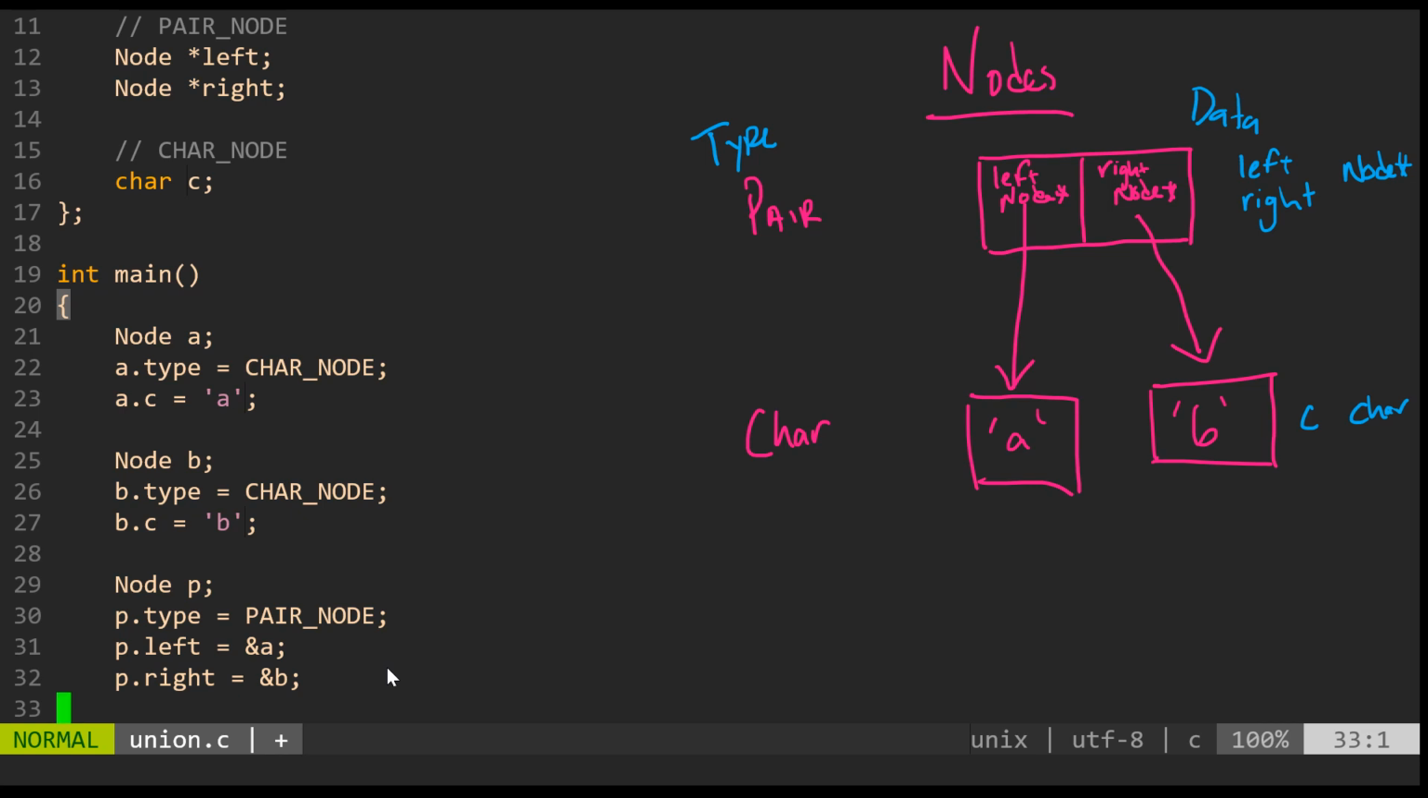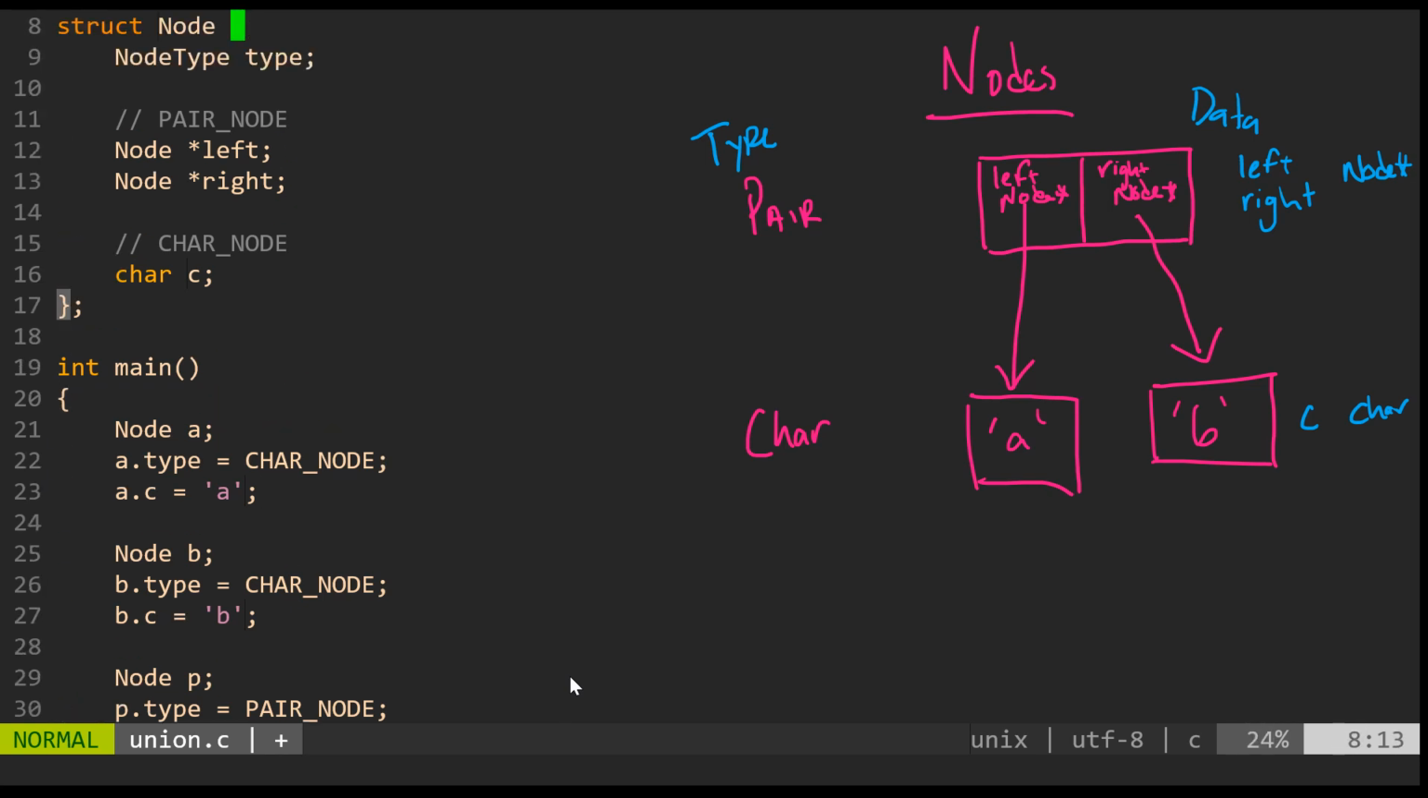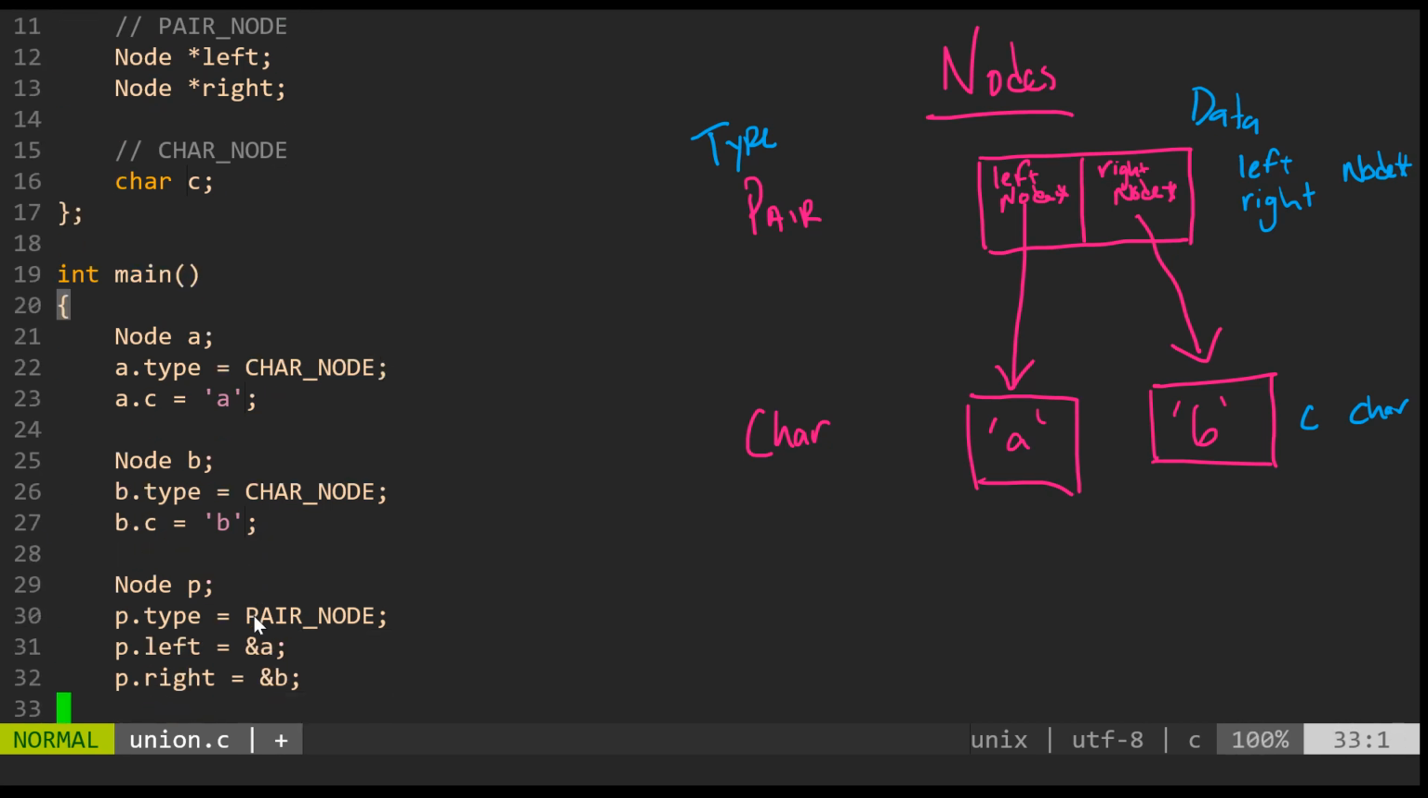Now, I want you to pause the video here and think for a moment whether you see any potential issues with what we've set up here. Consider all four of these member values: type, left, right, and c. Ask yourself, what are those four values for each of the nodes that we set up down below?